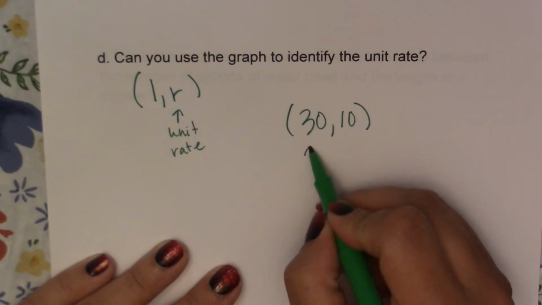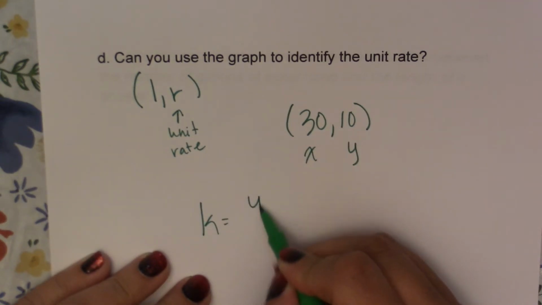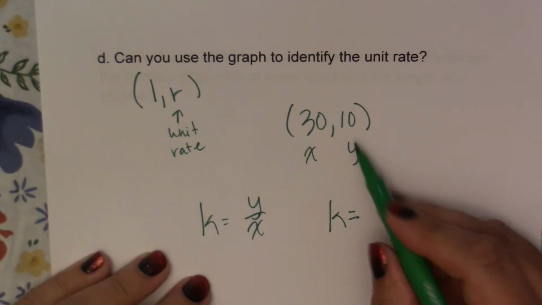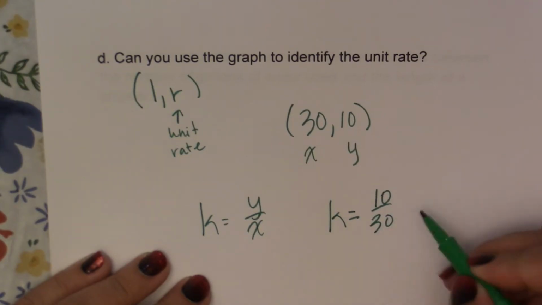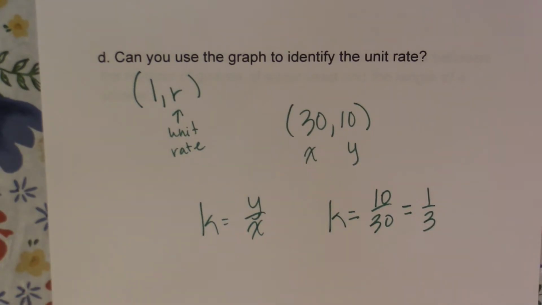So this is our x and this is our y. To find our k value, we do y divided by x. So for this problem, that would be 10 over 30, which simplifies down to 1/3. So our unit rate would be 1/3.